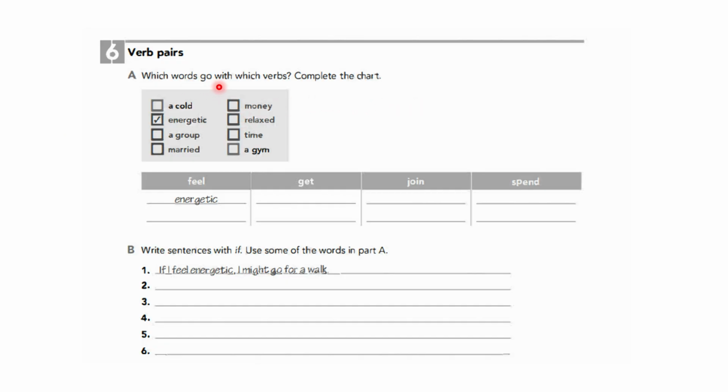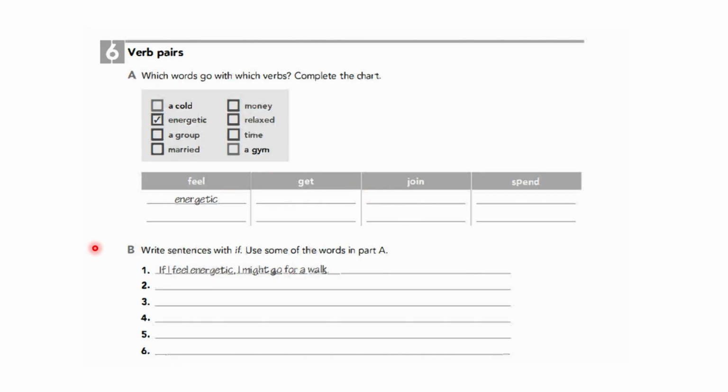Okay, again, which words go with which verbs? Complete the chart. Here you have to choose which expressions, which words normally go with which verbs. Remember that this is important because we normally don't know how to pair some words in English, and we need to know how to pair them in order to sound native. Okay?